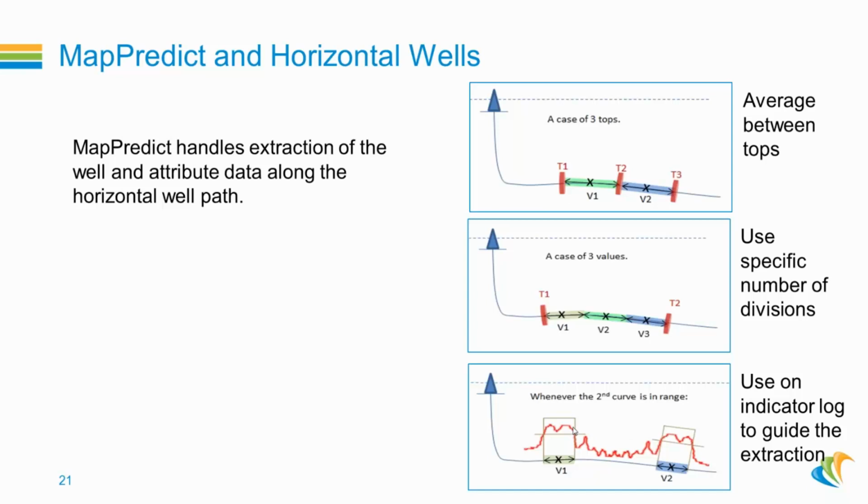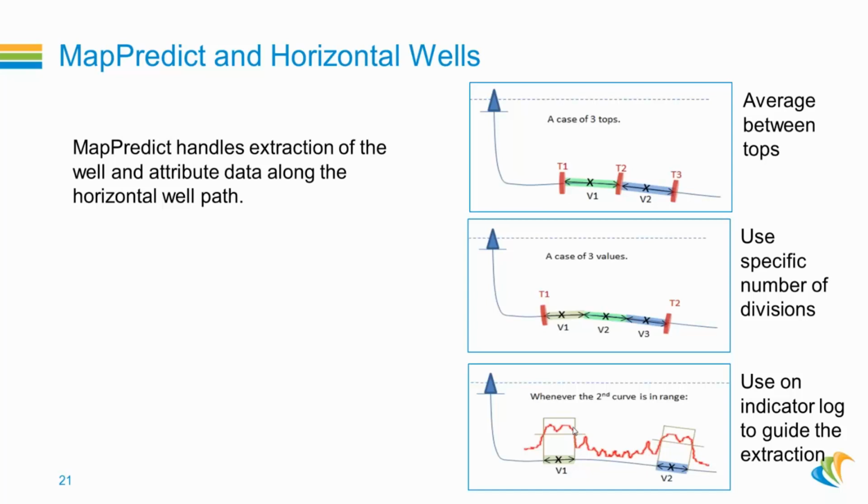Why is horizontal drilling important? Because it exposes a lot more of the reservoir rock to the wellbore surface. It is commonly used within thin reservoirs and natural fractures and complex depositional geology. So with horizontal wells and MapPredict, you can even derive the net pay estimation more accurately.